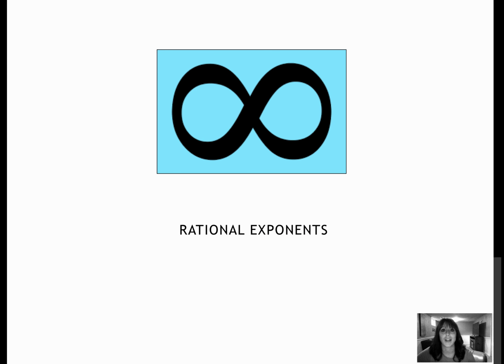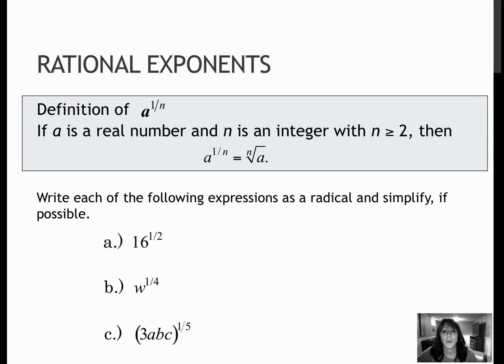This lesson is on rational exponents. And rational exponents just means that your exponent will probably be a fraction of some sort. So we're going to start with having a numerator of your fraction as 1 and the denominator as a value. The denominator of your rational exponent is a root. So whatever your denominator is, it's saying, in this case, take the square root of 16.